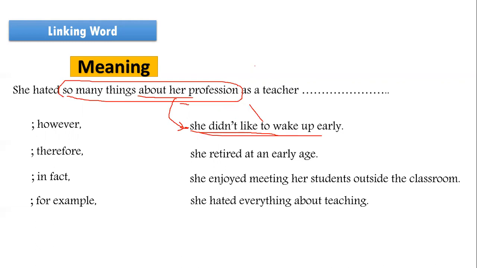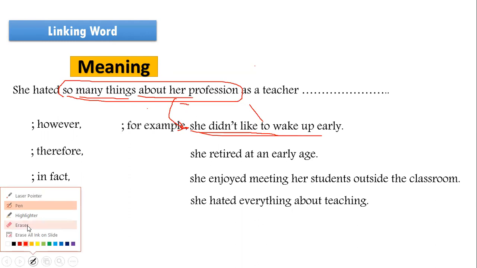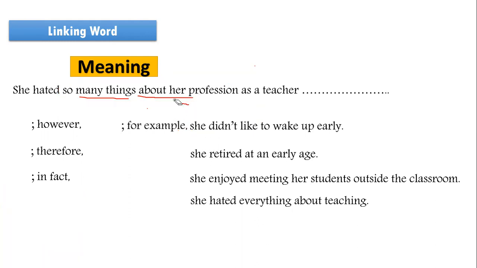Very good, Judy. No, Omar. Very good, Yusuf. MashaAllah. Yes, very, very good. Didn't like to wake up early is one thing among many things she didn't like. So it's an example for the things she didn't like. So in this case, I will use for example as a linking word. Why did I pick for example? Because by reading, I understood that the relationship between the two sentences is that one of them gives an example on the first one.